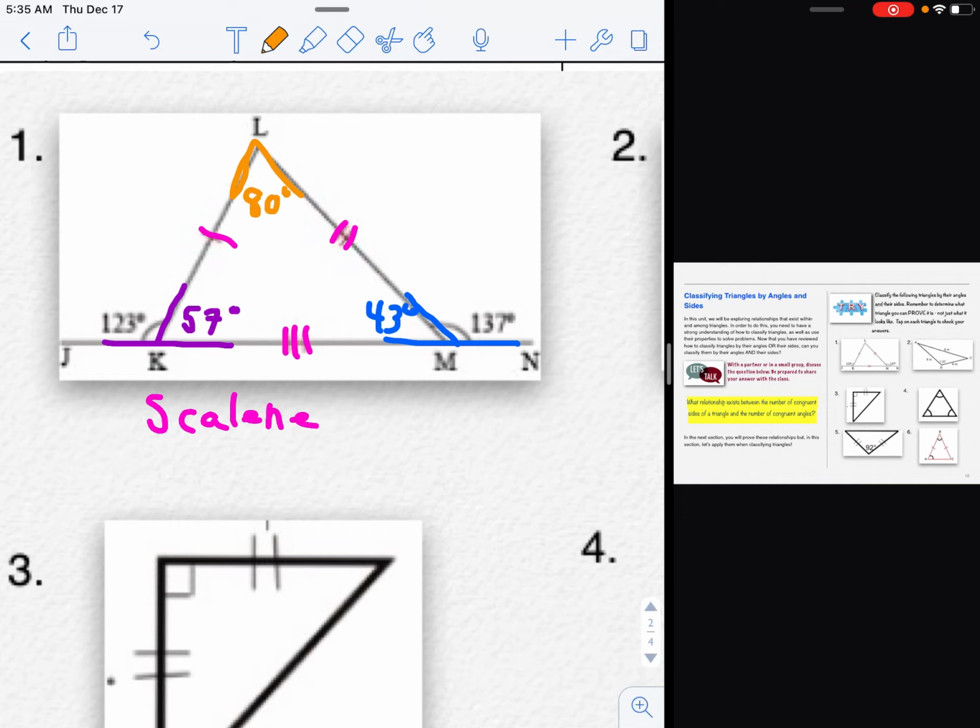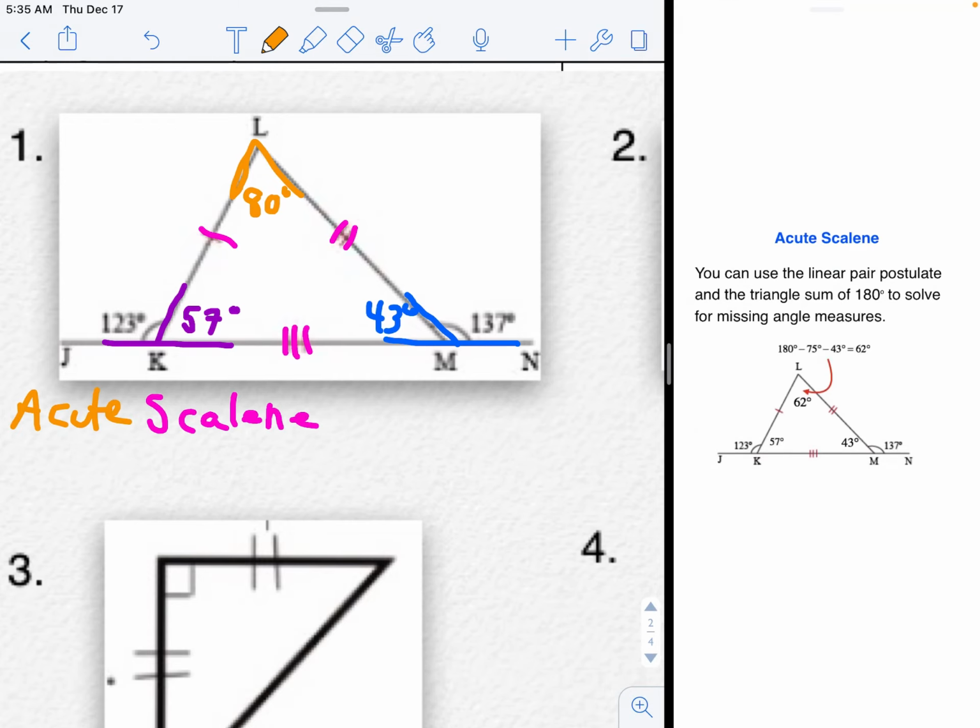All right. So none of the angles are 90 or above. They're all acute. So this is an acute scalene. Acute scalene. You could say scalene acute, but that sounds a little weird. Let's double check our answers.